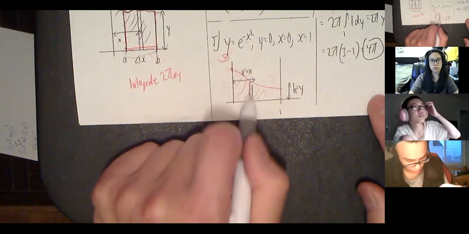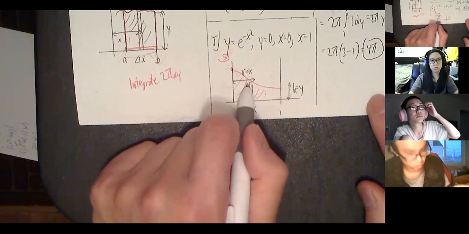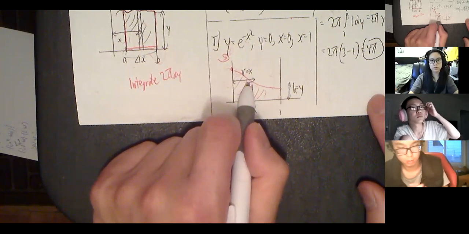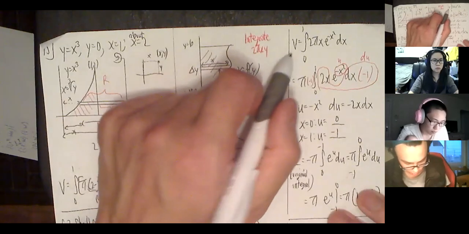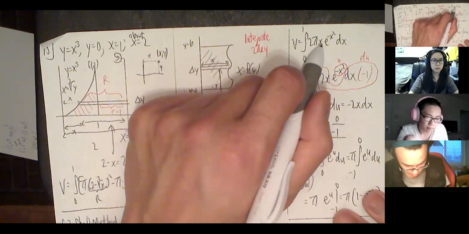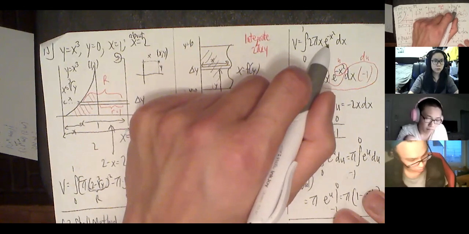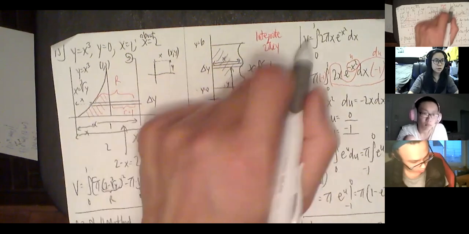And what is the height? Distance from here to here is y. So once again, we're just going to integrate 2 pi xy. All right, so here you go. You're going to go from 0 to 1, 2 pi x, y is e to the negative x squared dx. Okay, so again, in this case I'm integrating 2 pi xy, where y was the original function, e to the negative x squared.